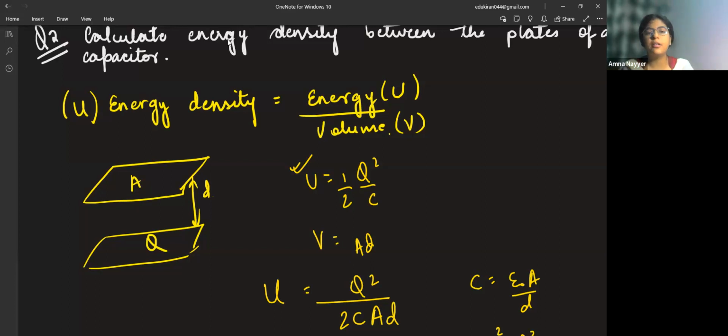Similarly, you will see in chapter 4 also where magnetic energy density is used. This is electrical energy density. There magnetic energy density will also be used. So the question is, calculate energy density between the plates of a capacitor. And we are referring to parallel plate capacitor only. Quickly note it. And keep on texting me done as you keep on writing. So I'll scroll accordingly.